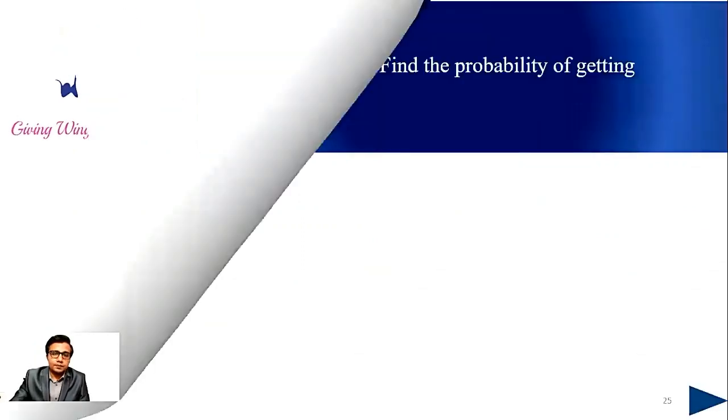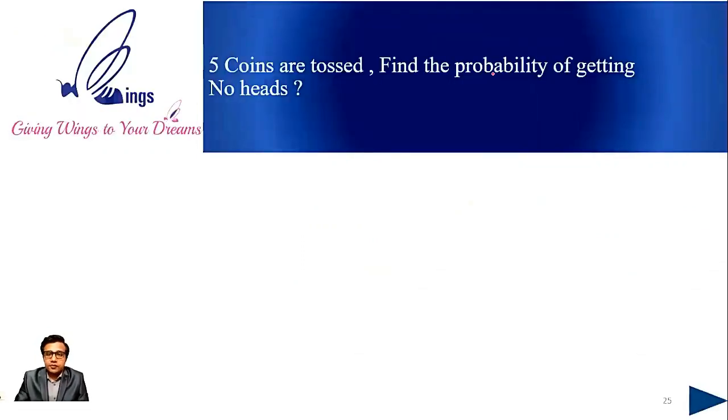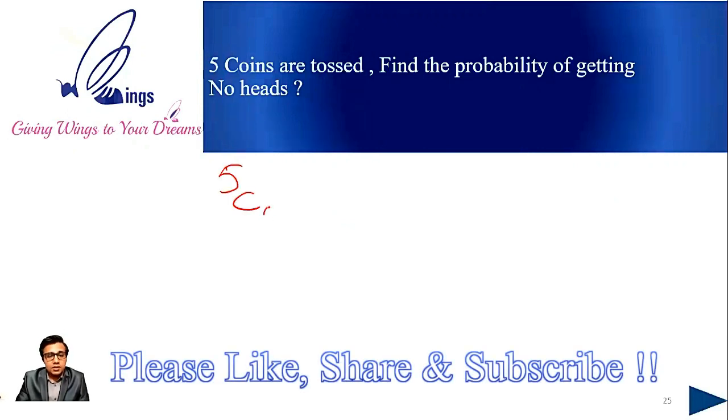Let's move on. 5 coins are tossed, find the probability of getting no heads. So out of 5, 0 heads, divided by 2^5. This is going to be 1/32.